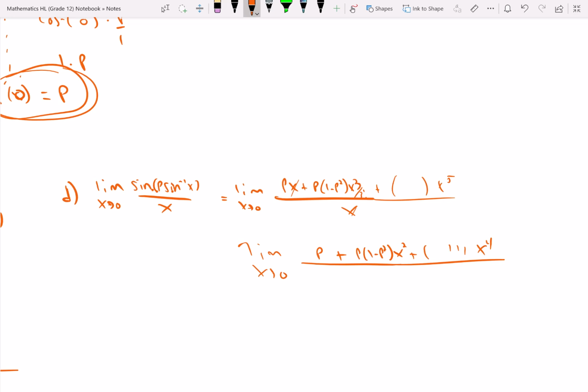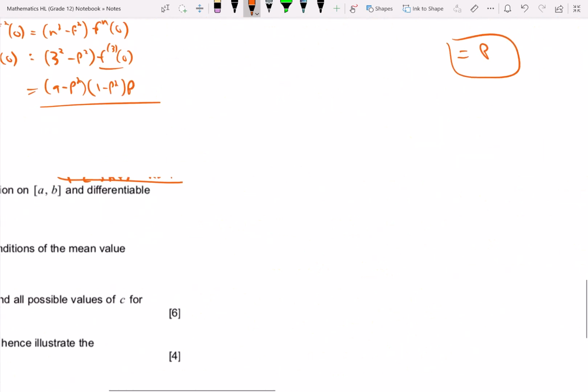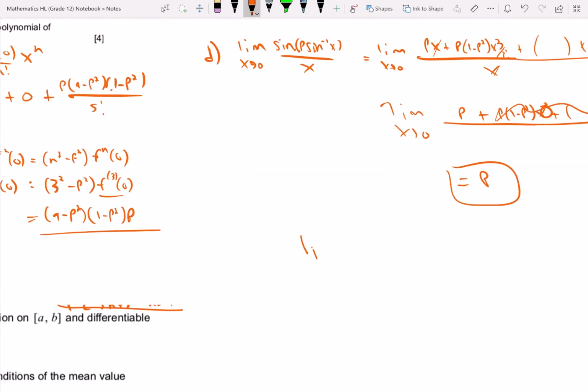Using direct substitution, that just means I'd plug in 0 here and 0 here, and those all go away. I can't plug in a 0 there, so I'd be left with p, right? The limit there is equal to p. So that's one way to find that limit. The other way would be L'Hopital's rule. Let's check that one out.